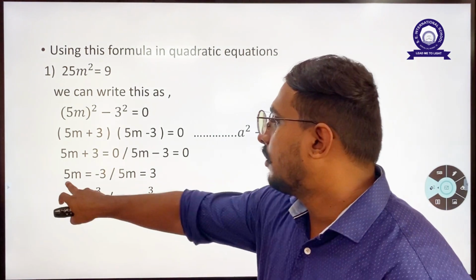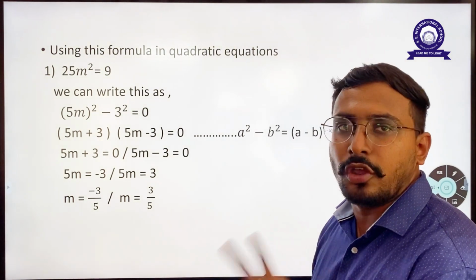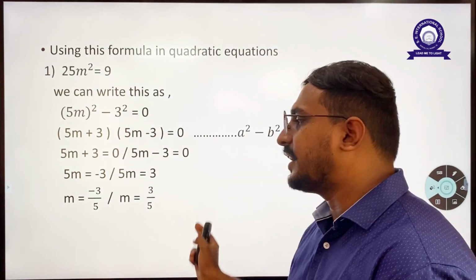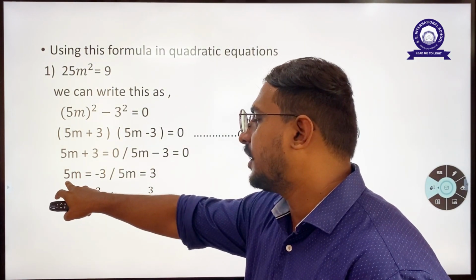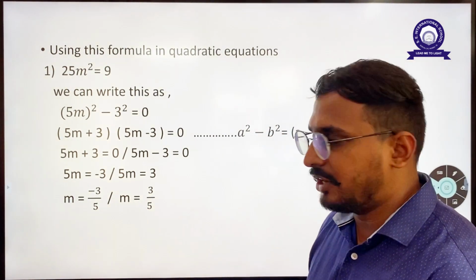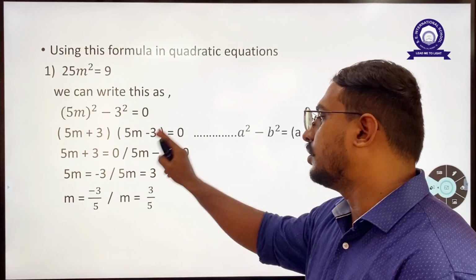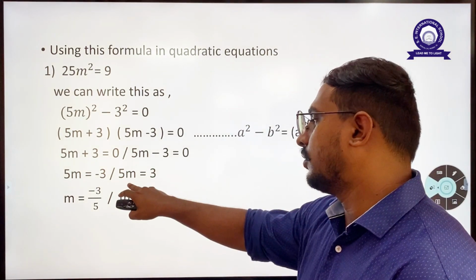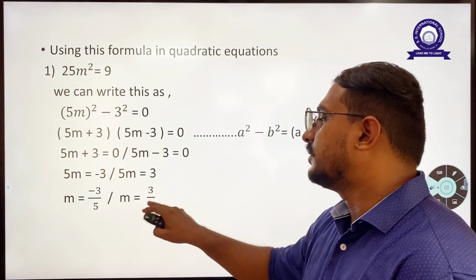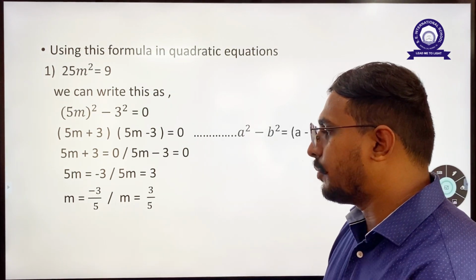How did this 5 come? 5 and m. There is no sign between a variable and its coefficient, so the sign is multiplication. So I have shifted this 5 to the right hand side. It is multiplication with m, so on the right hand side, it will be in the denominator position, that is the division position. And you can see over here 5m equal to 3. You can shift this 5 to the right hand side, since the 5 over here has a multiplication relationship with m. You can shift this 5 over this side, so it will be in the denominator position. So you will be getting your answer as m is equal to minus 3 upon 5, m is equal to 3 upon 5.